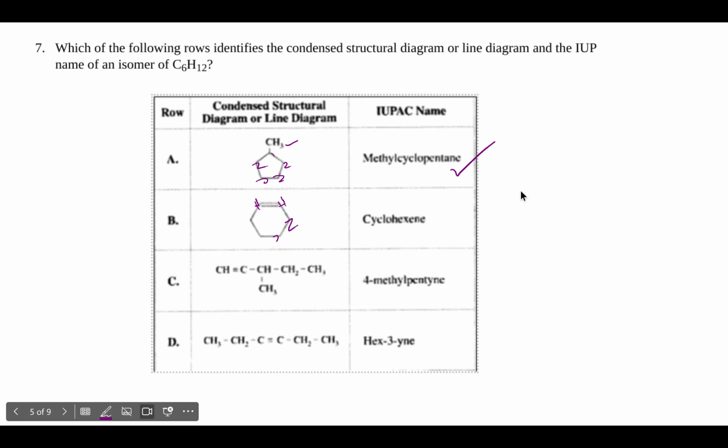Here you'll have 2, here you'll have 2, 2, and 2. So that's 2, 4, 6, 8, and then up here makes 10. So not going to be this.